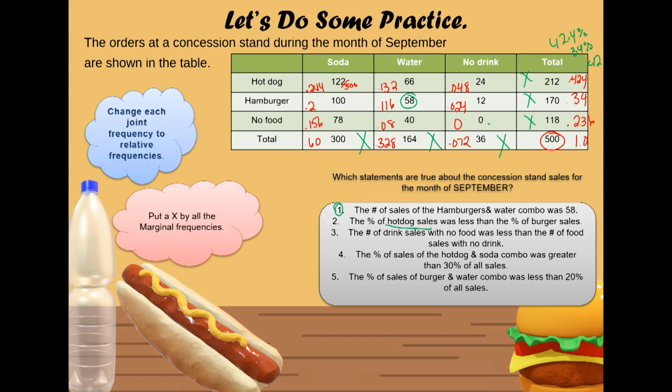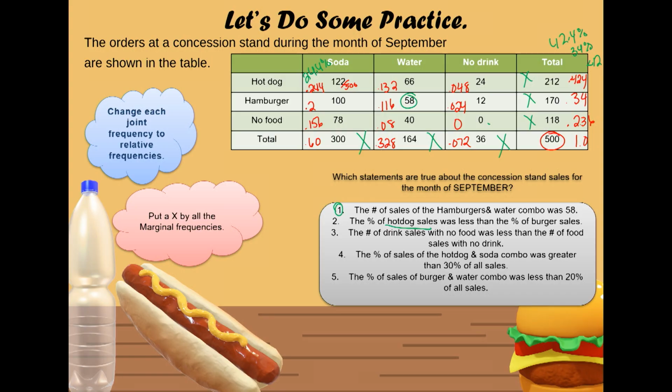So then it says the percent of sales of the hot dog and soda combo was greater than 30% of all sales. Well, let's see. So I have hot dog and soda combo. This is 24.4%. So then it says it is greater than 30% of all sales. Well, it's not even 30%. So it's 24.4. That is definitely not true.